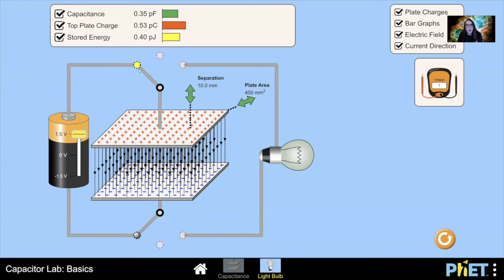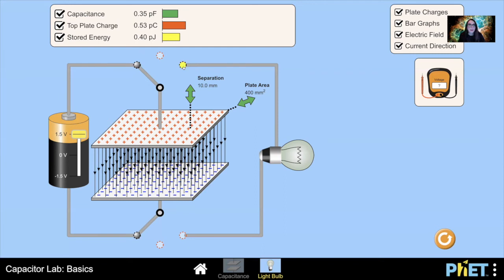And now I'm going to discharge this capacitor through this light bulb. This is exactly what happens in an instant whenever you turn on the flash of your camera. You're discharging that capacitor, discharging all that stored energy, electrical energy inside that capacitor.